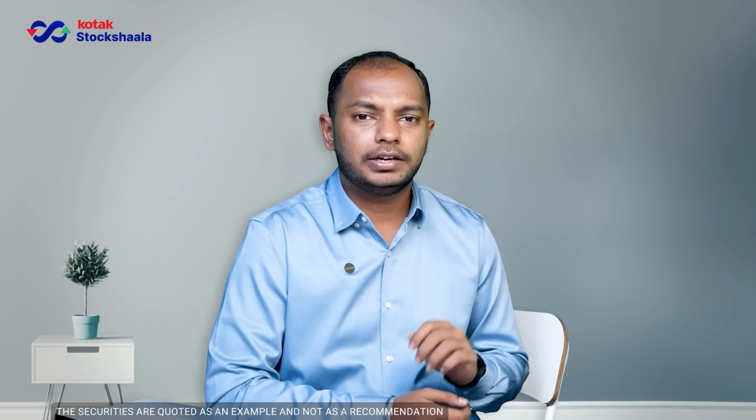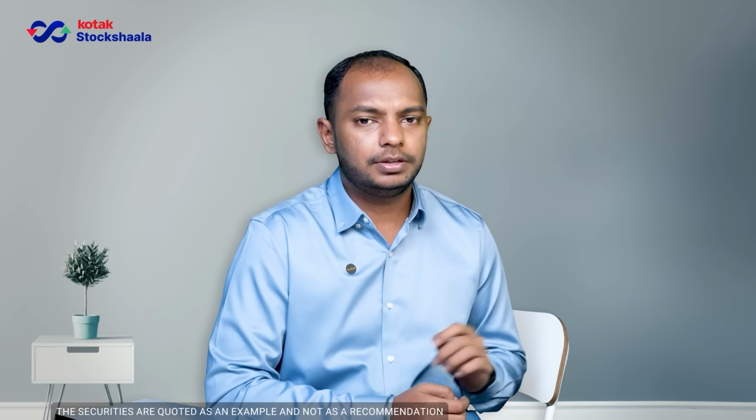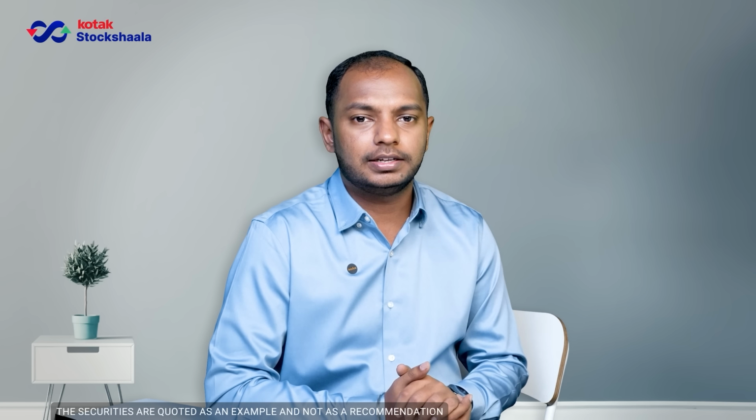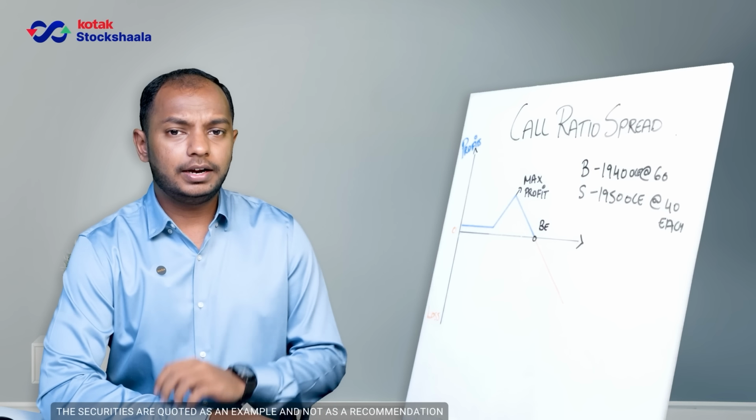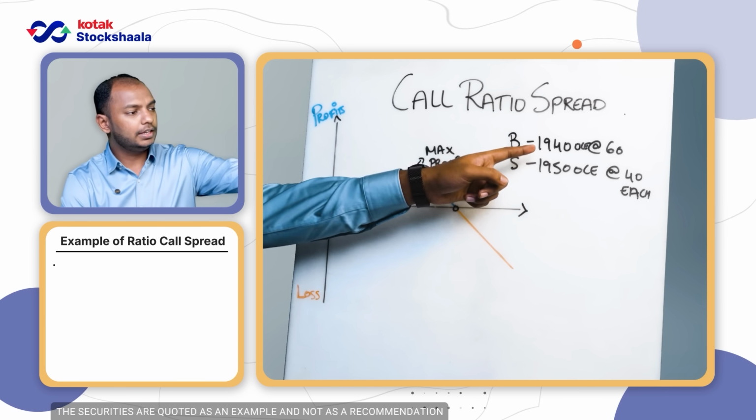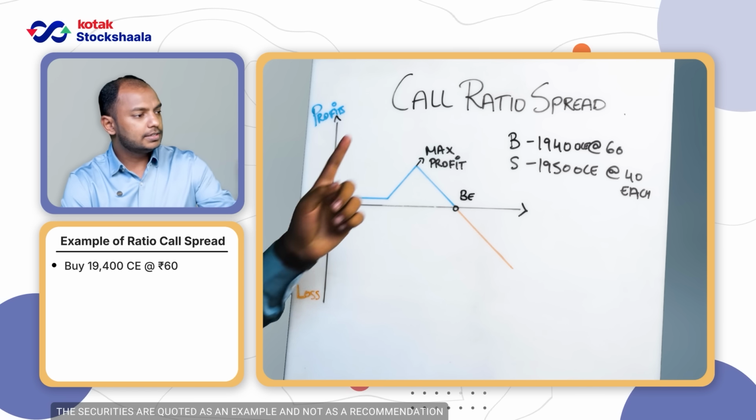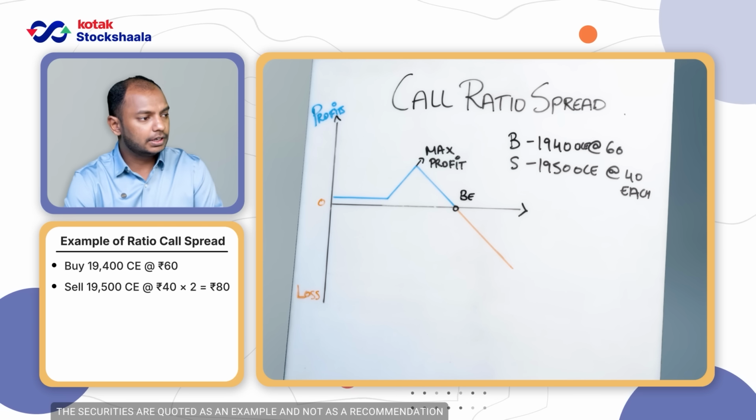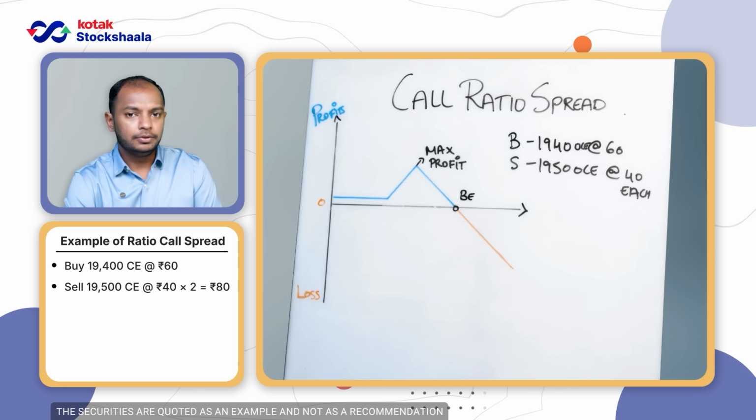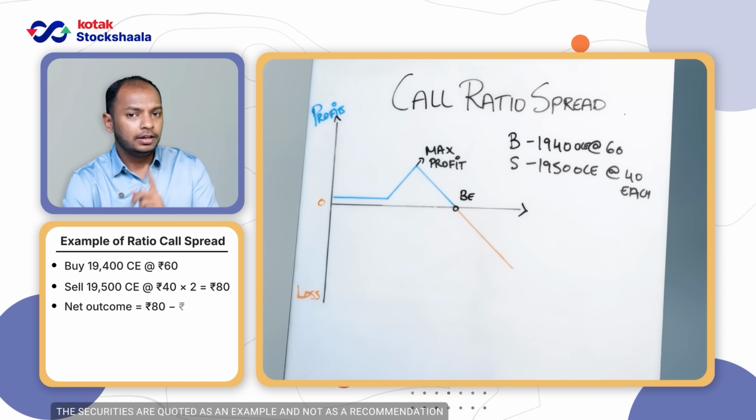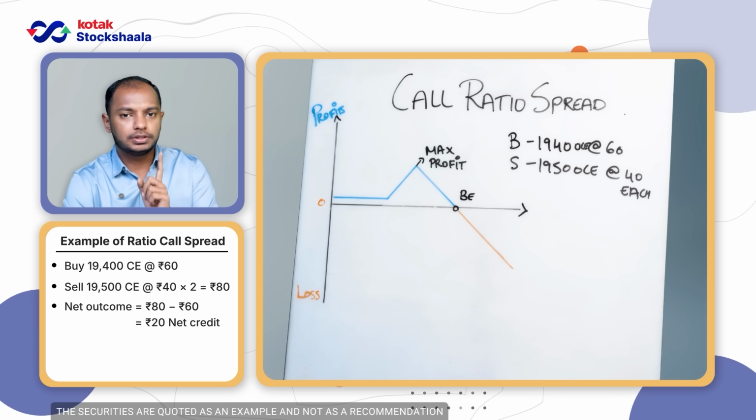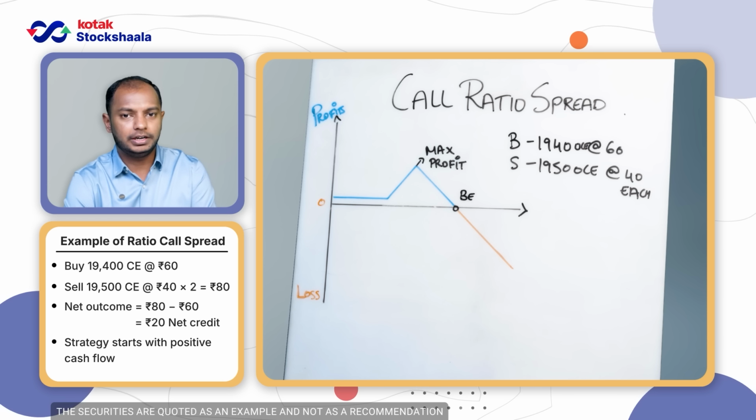Now let's take a real market example along with premiums and the payoff diagram so that you can understand the strategy very clearly. To start with, we're going to buy the 19,400 call option by paying a premium of rupees 60 and sell two 19,500 call options at rupees 40, which means we receive a total premium of 40 plus 40, that is 80, minus the 60 rupees that we pay. So this is a net credit of rupees 20.